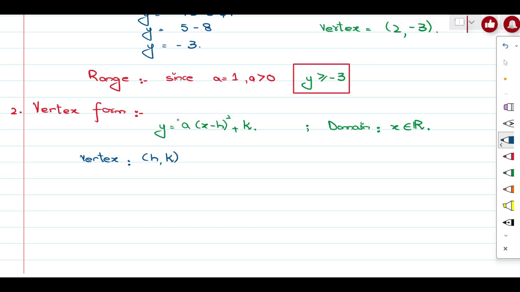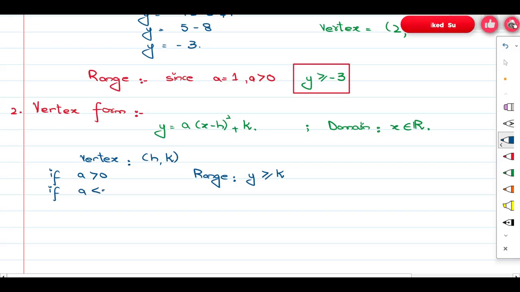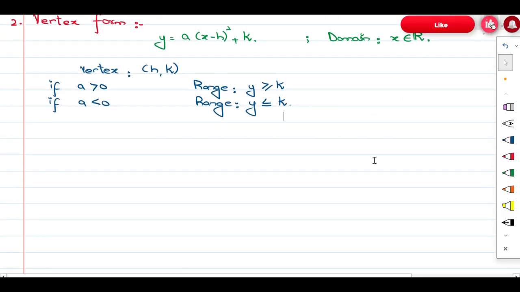Now again you have to look at the a, right? If a is greater than 0, what is the range? Range is y is greater than or equal to k, the y coordinate of the vertex, and if your a value is less than 0, you will get the range y is less than or equal to the y coordinate of the vertex, right? Okay, now let me do an example to make it more clear.